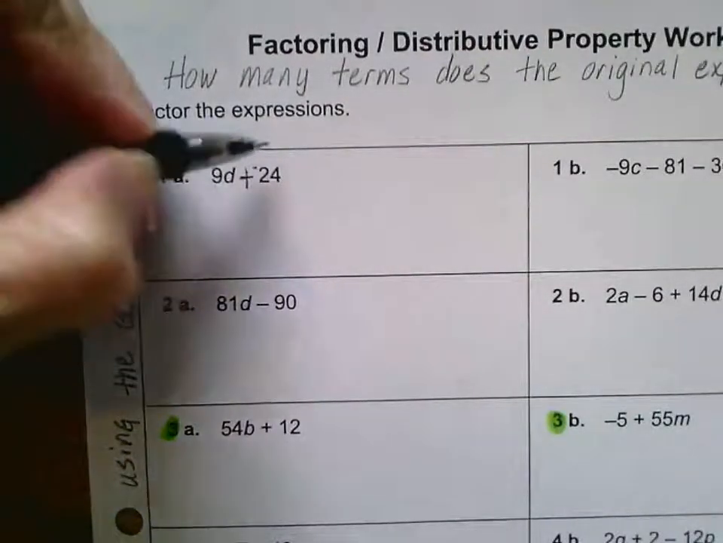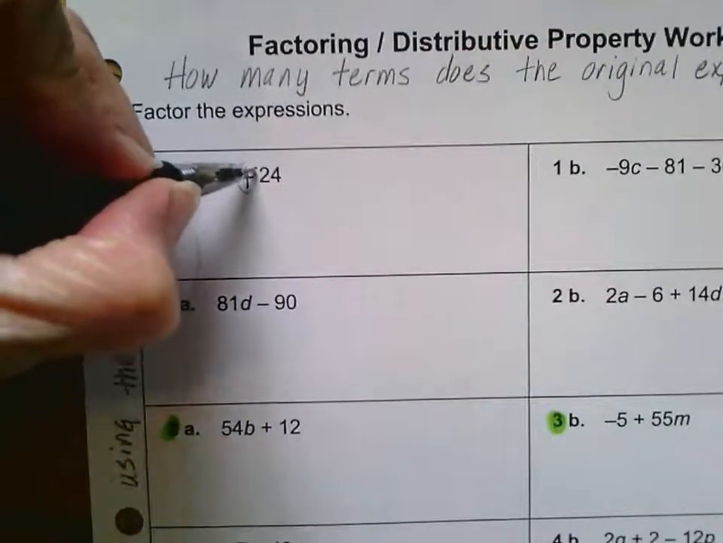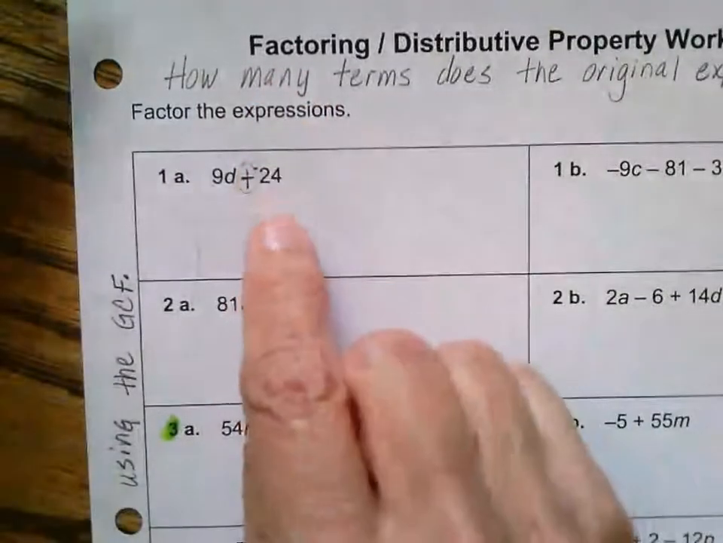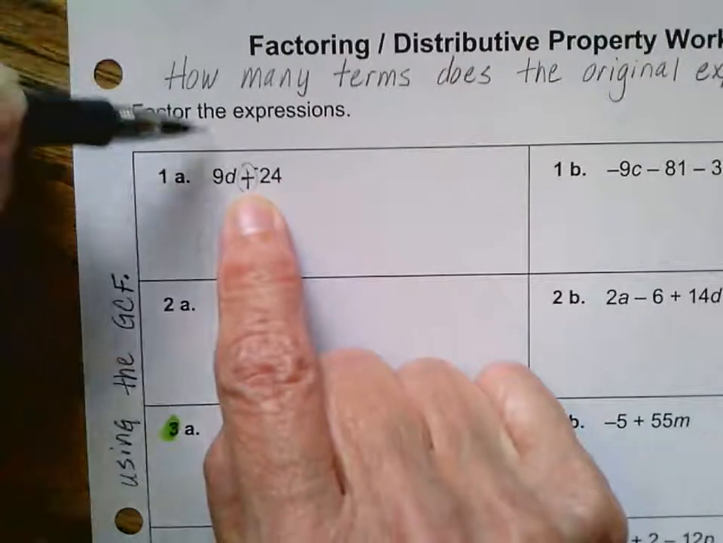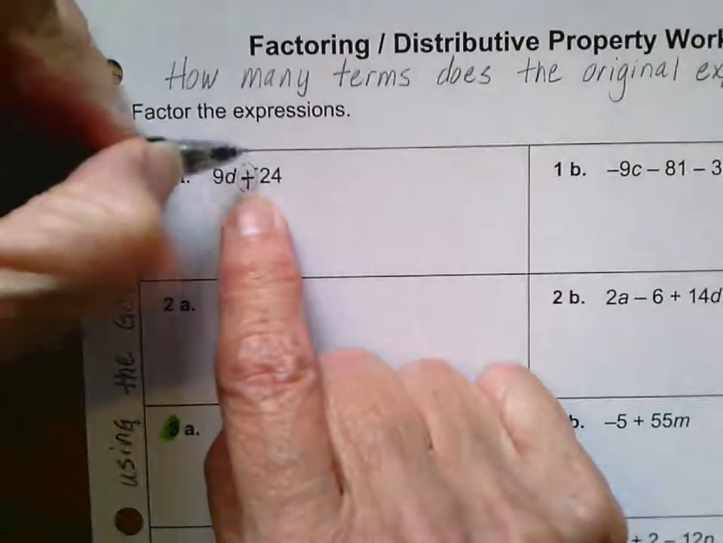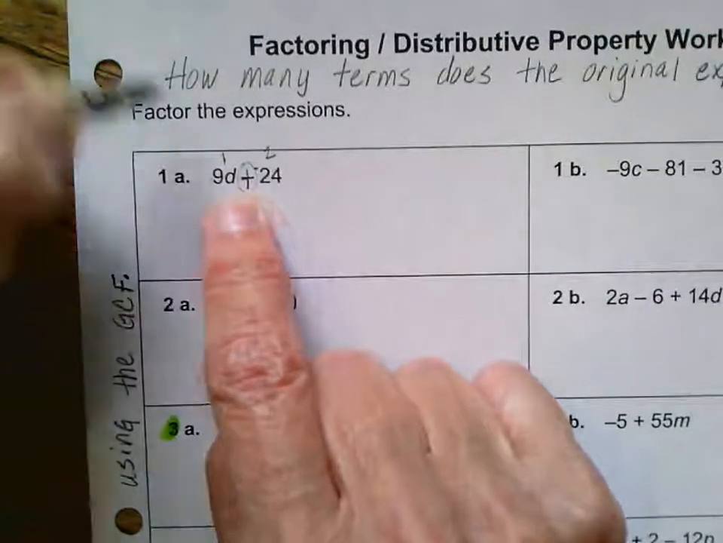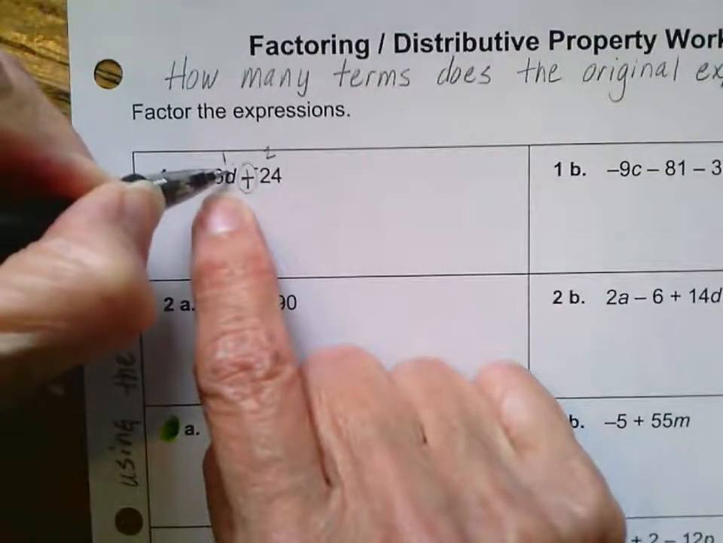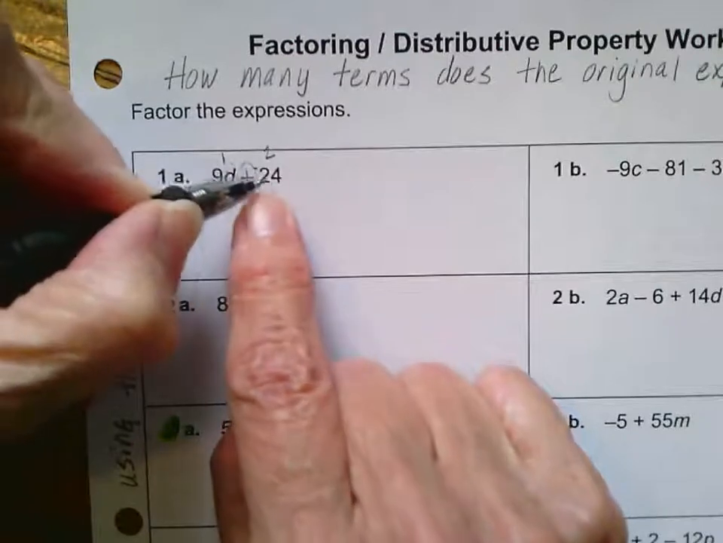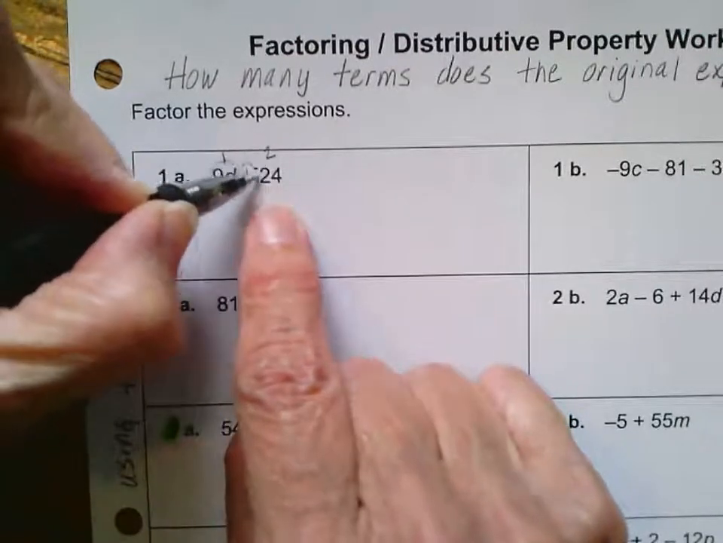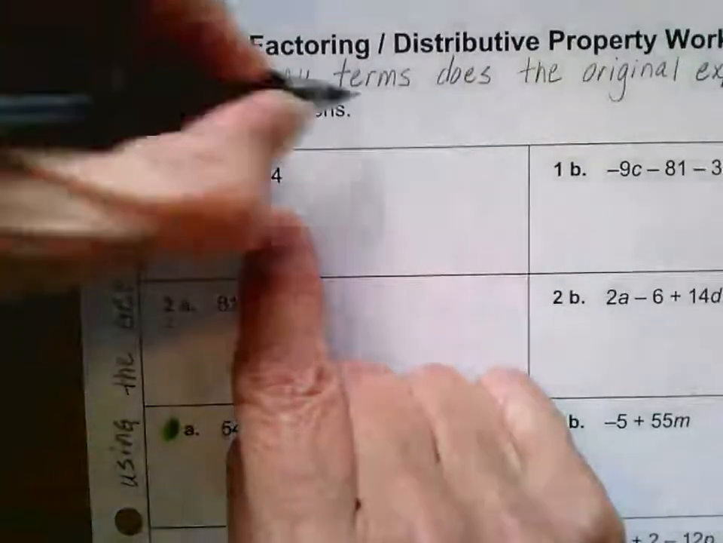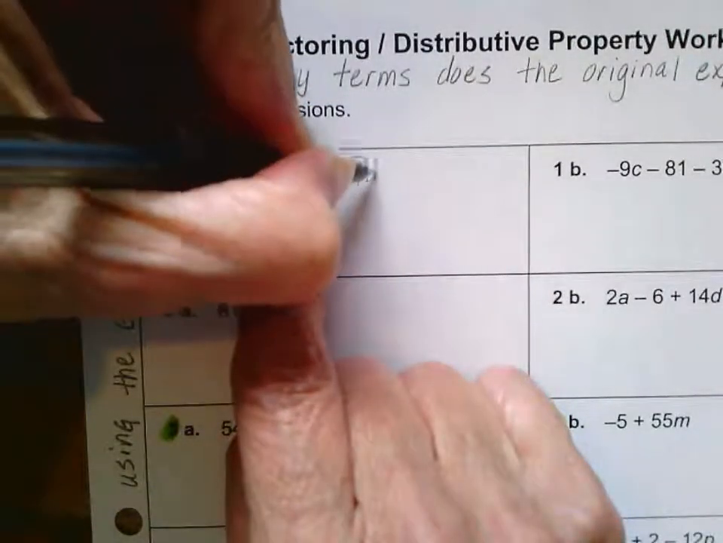How many terms does this have? Well, when I count the number of terms, I look for my addition or subtraction signs in the problem. And then I count what is on either side of those, whether it's a coefficient and a variable or whether it's a constant. This is a term and this is a term. So for this one, I have 2 terms.